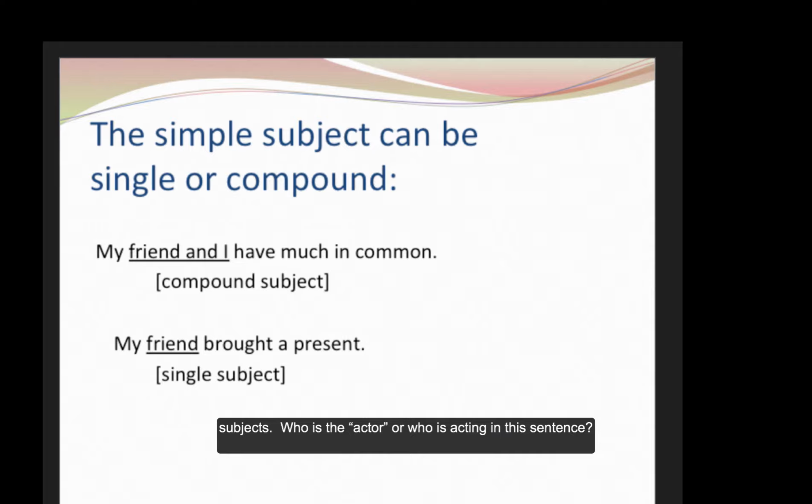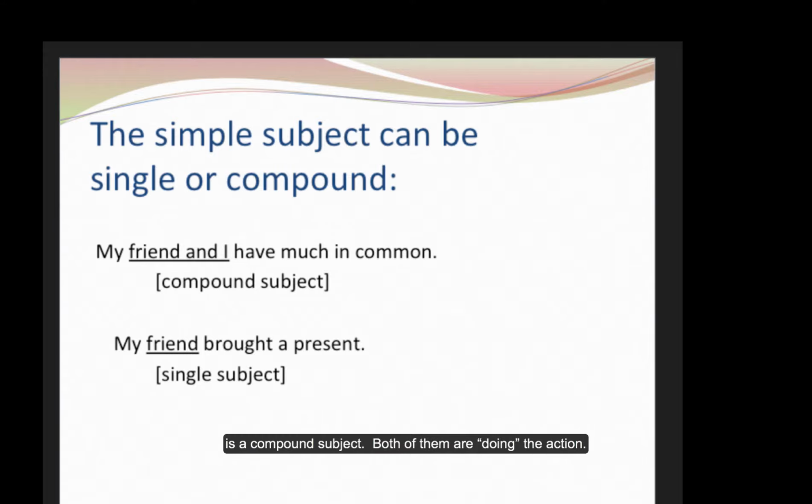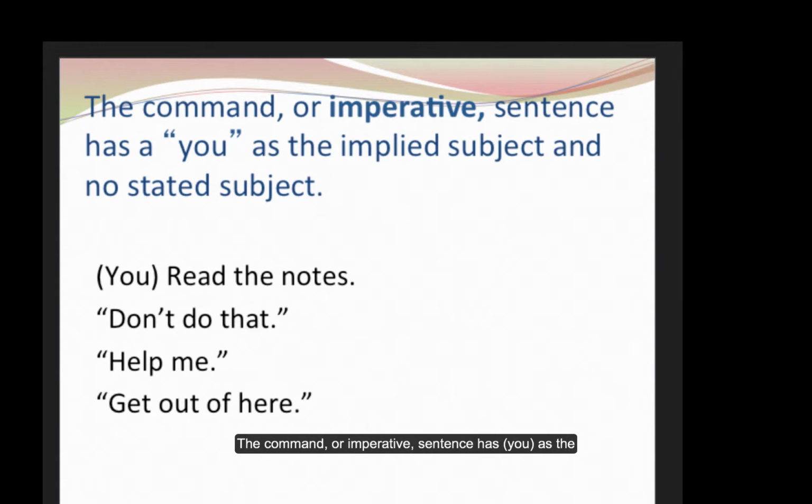Who is the actor, or who's acting in this sentence? The first one, my friend and I, is a compound subject. Both of them are doing the action. In the second sentence, my friend brought a present. Friend is what's doing the action. Those are the actors. The command or imperative sentence has you as the implied subject and no stated subject.